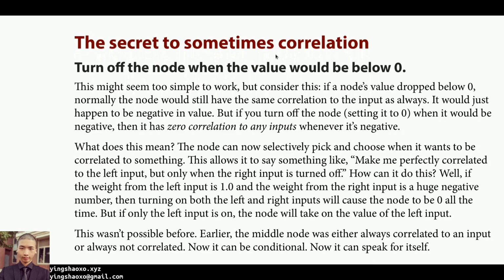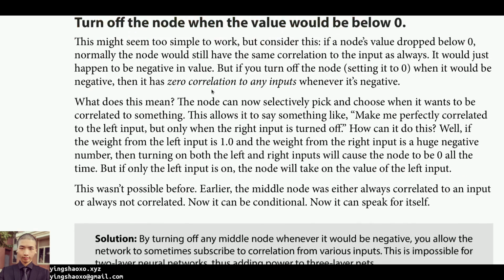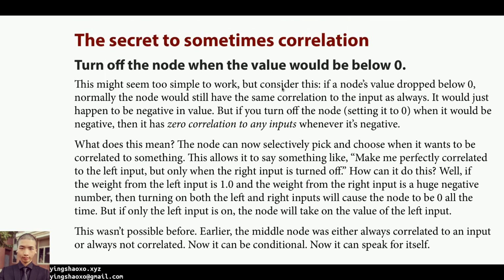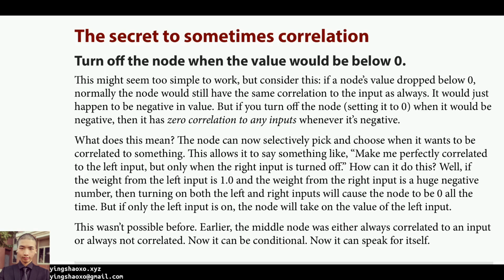The secret to sometimes correlation: turn off the node when the value would be below 0. This might seem too simple to work. But consider this: if a node's value dropped below 0, normally the node would still have the same correlation to the input as always. It would just happen to be negative in value. But if you turn off the node, setting it to 0 when it would be negative, then it has zero correlation to any inputs whenever it's negative.